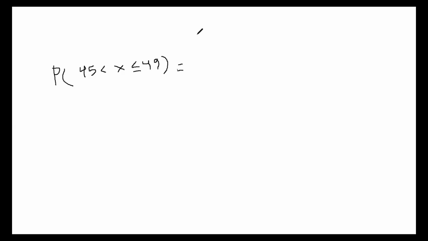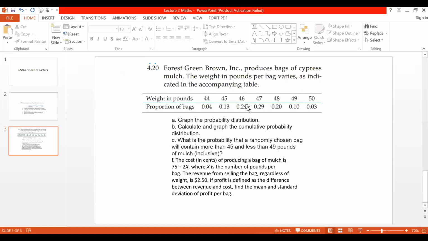Now let's go back to the question again. More than 45. So for 46, I have probability x equal to 46, which is 0.21. Probability x equal to 47, I have 0.29. Probability x equal to 48, I have 0.20. Probability x equal to 49, I have 0.10. I have to add these all.